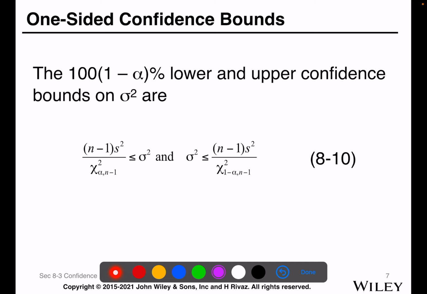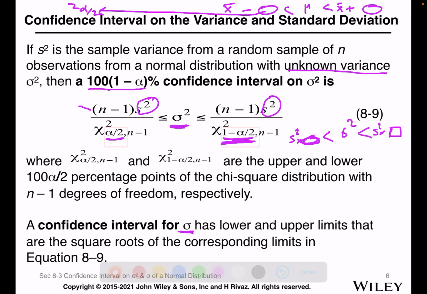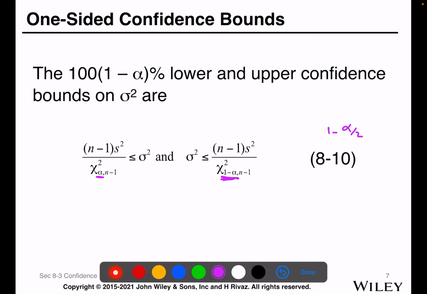Similar to the mean, where we have upper and lower one-sided confidence intervals, we also have one-sided confidence intervals here. In that case, for the lower bound, it's chi-squared of alpha instead of alpha divided by 2. And for the upper bound, it's 1 minus alpha instead of 1 minus alpha divided by 2. If I go back to the previous slide, this is 1 minus alpha divided by 2. Here, it's simply 1 minus alpha. We don't divide by 2. Right? Okay.